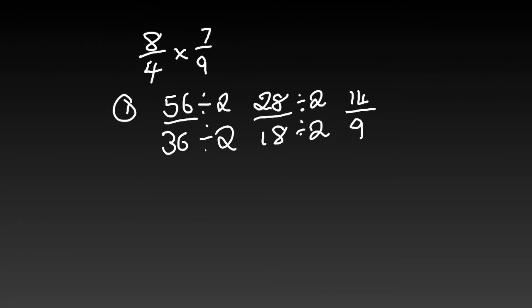So I'm going to make this a mixed number. 9 goes into 14 once. 14 minus 9 is 5. So my answer is 1 and 5 over 9. Okay. You understand that? Cool.